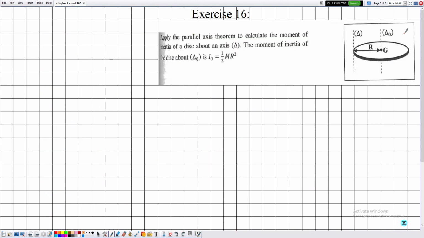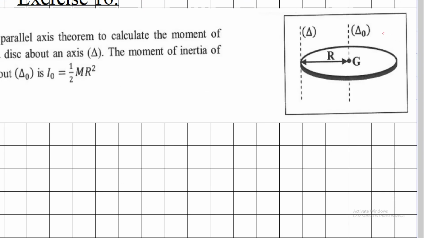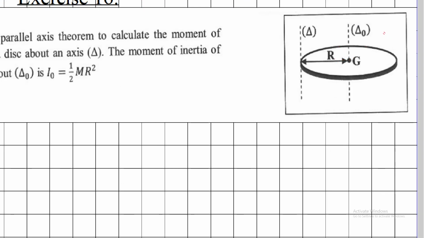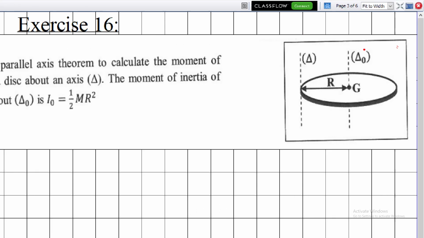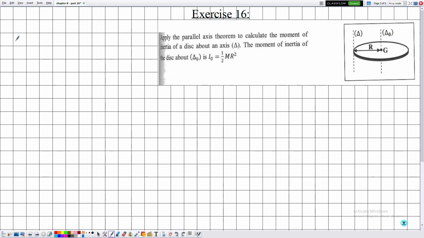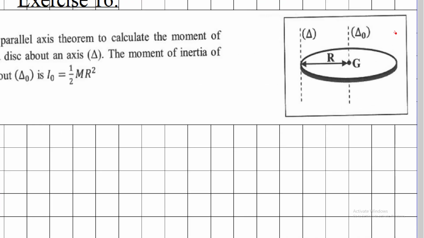Okay, and now let's consider the following exercise as a direct application. They are telling me in exercise 16, apply the parallel axis theorem to calculate the moment of inertia of a disk about an axis delta. The moment of inertia of the disk about delta 0 is I0 is equal to half mr square. Here there is no actual axis of rotation. We suppose that there might exist an axis of rotation, one around delta 0 and one around delta. We want to calculate the moment of inertia around the axis delta, knowing that around delta 0 it is given by half mr square. So if you know delta 0, we can determine that of delta by simply applying the parallel axis theorem.